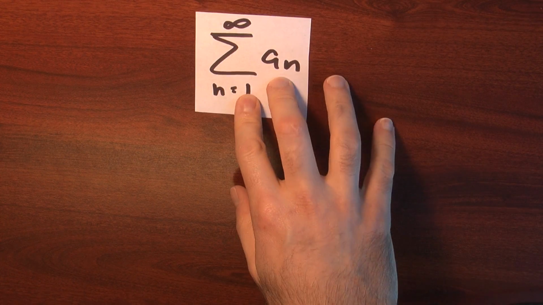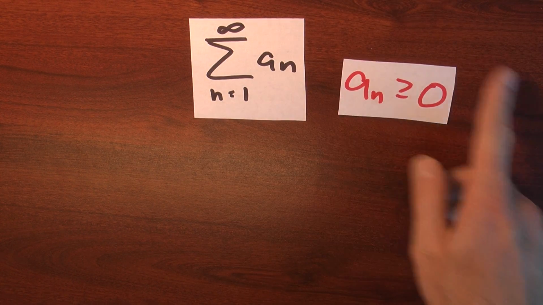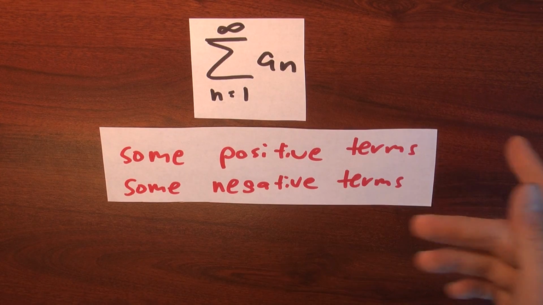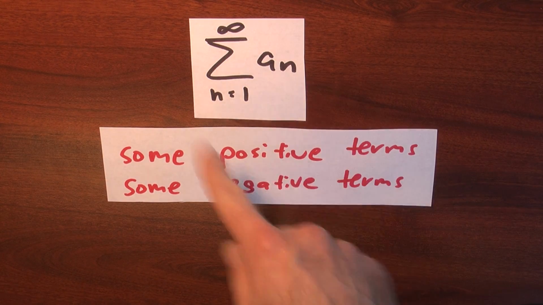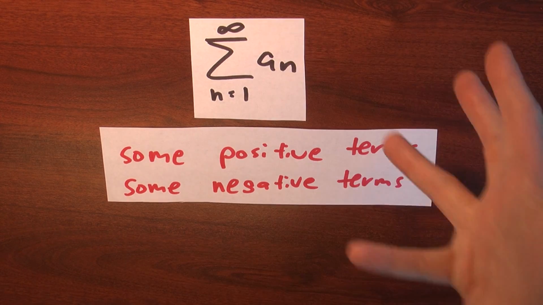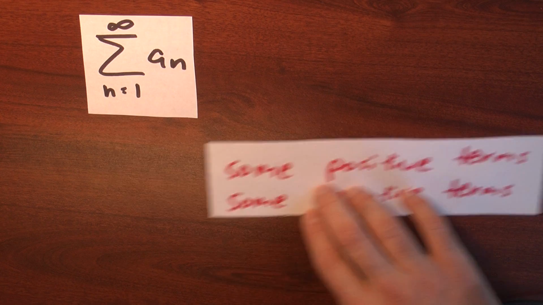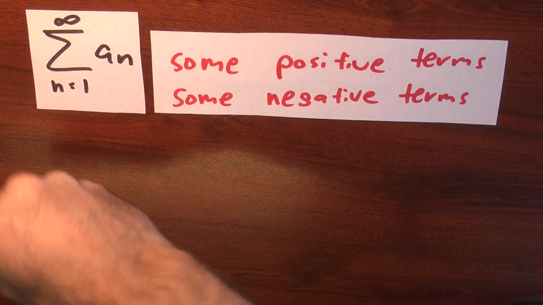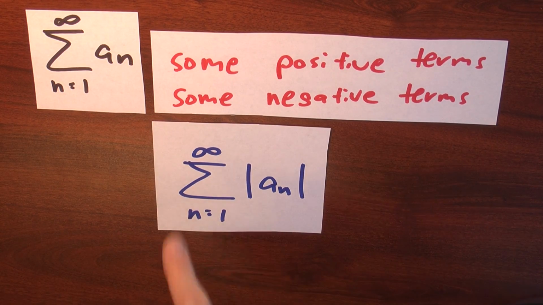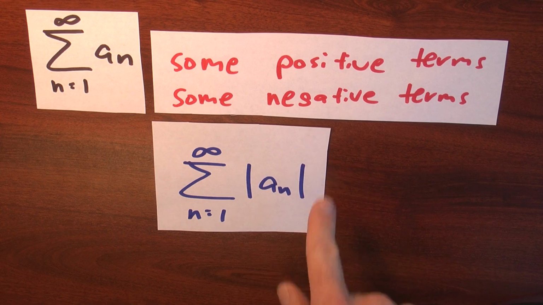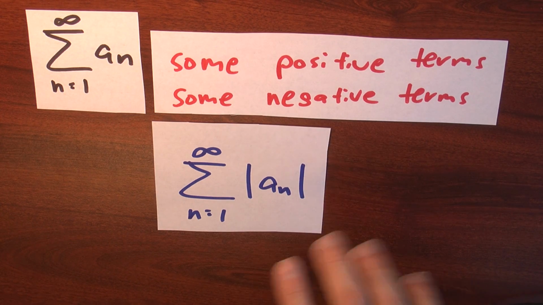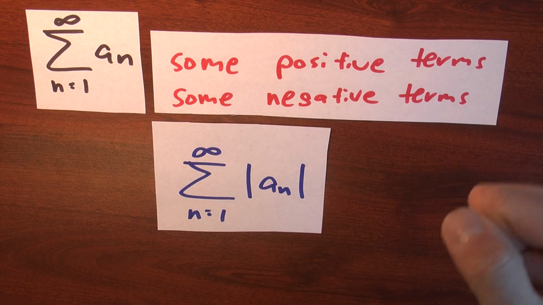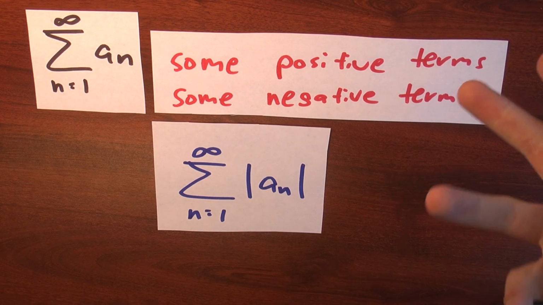What about series where not all the terms are non-negative? Maybe I'm trying to analyze a series where I've got some positive terms and some negative terms. Well, then what am I supposed to do? One thing I could do is, instead of analyzing this series directly, look at the sum from n equals 1 to infinity of the absolute values of the a sub n's, try to show that this series converges absolutely, and therefore this series would converge.